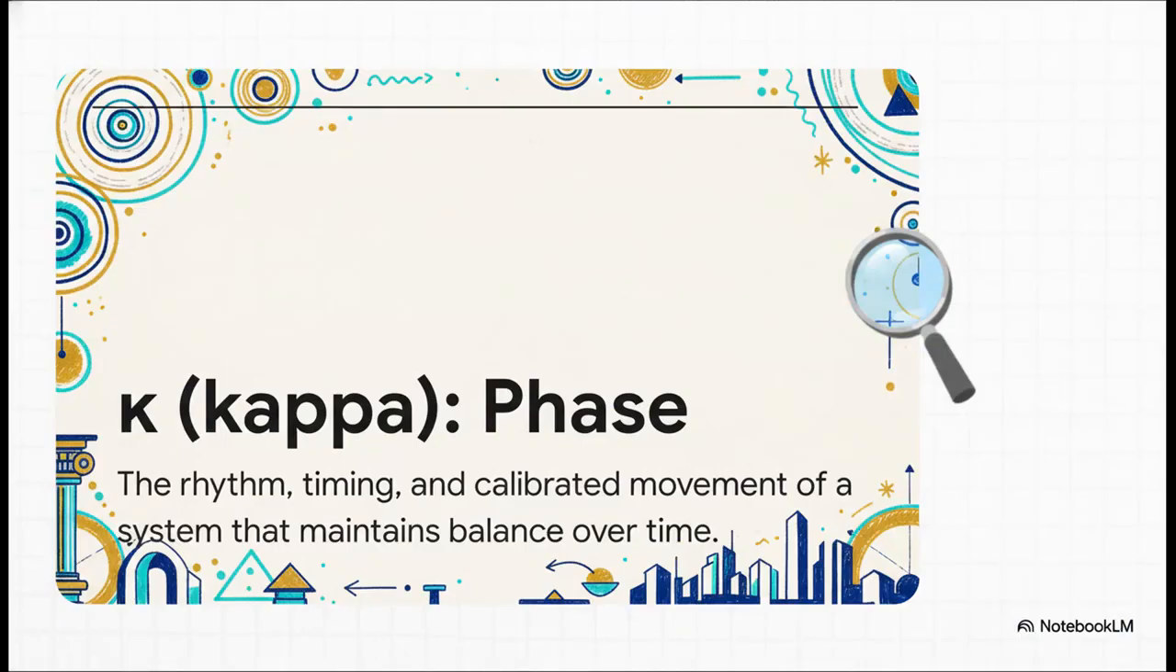Next up, you've got Kaf, or Kappa. This represents phase. And if proportion is the structure, phase is the rhythm. It's the timing, the calibrated movement of the whole system. For that runner, it's their consistent, steady pacing that keeps them from burning out. For a planet, it's the stable orbit. It's the piece that keeps things balanced over time.